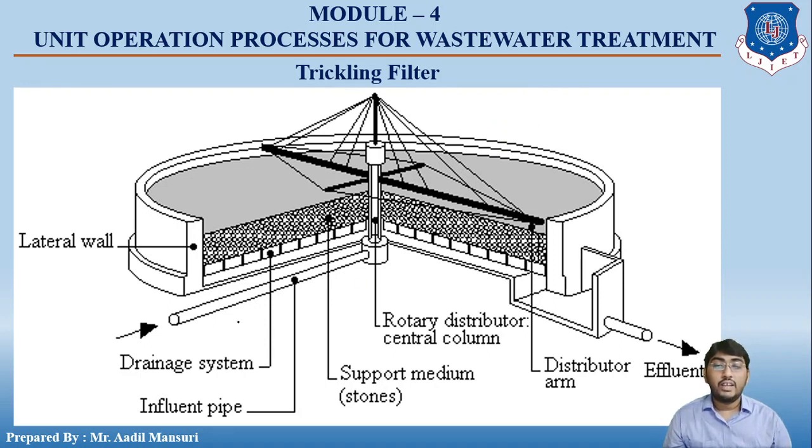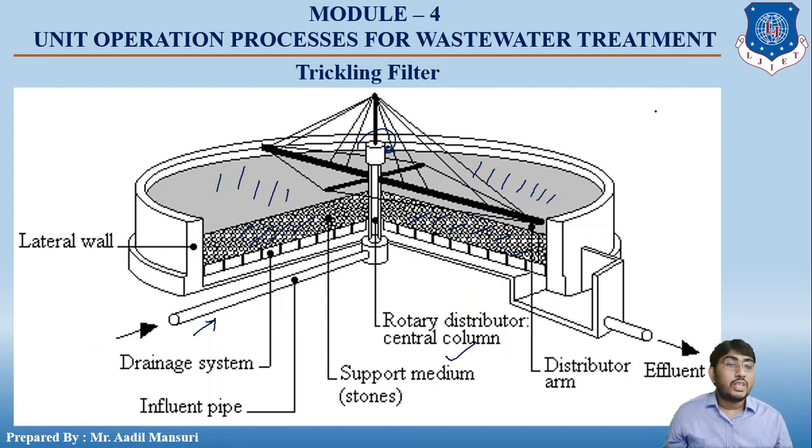Let me explain. You can see over here that there is one central pipe. This will be the pipe which carries wastewater from the primary sedimentation tank. Here there is a rotary distributor column. There is a motor at the top, and these are four pipes which will be rotating in this direction. At each and every point over here, some water is sprinkled. These are the stone layers, and these are the perforated lateral walls. Clear?